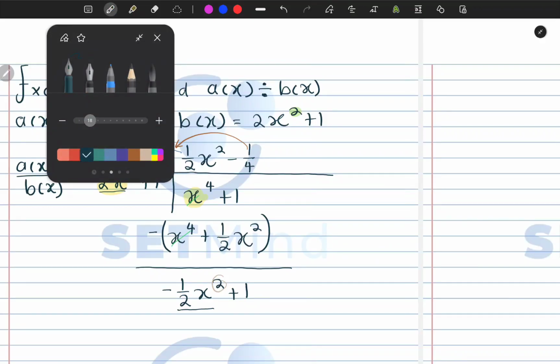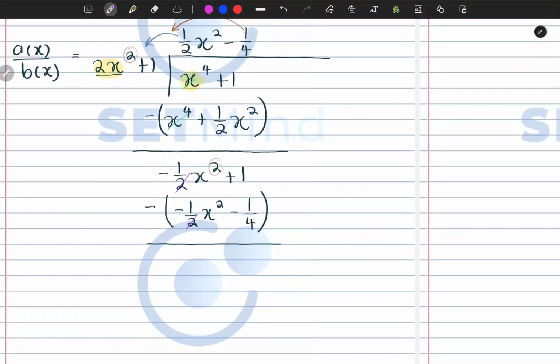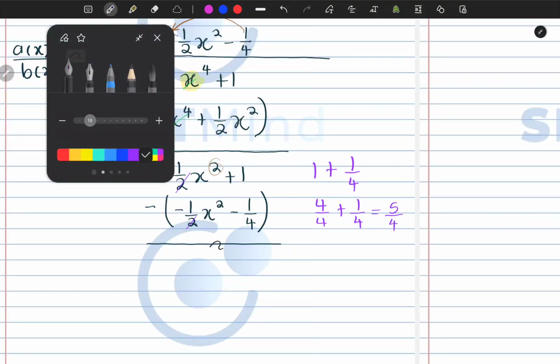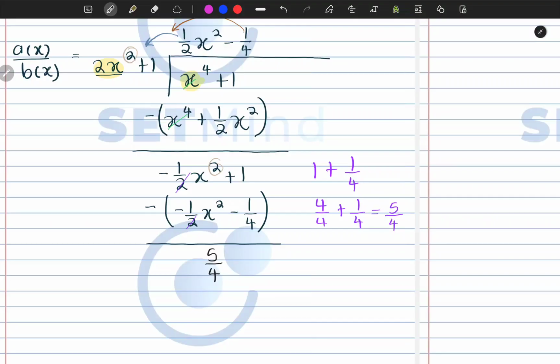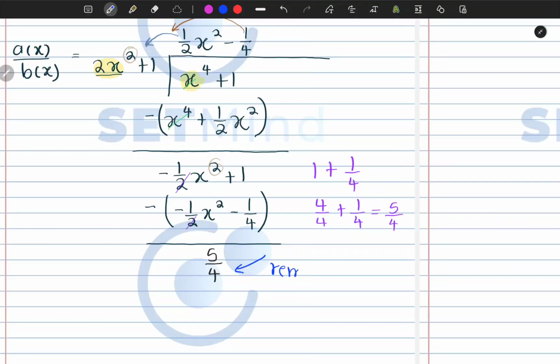And if you think carefully, we'll be left with 1 plus 1 over 4, which is the same as 4 over 4 plus 1 over 4, which will be 5 over 4. So that is what we have as our remainder. So we have 5 over 4, and this here is our remainder.